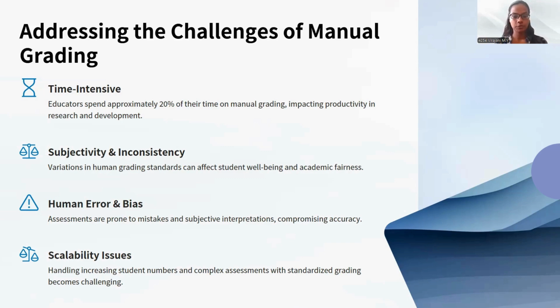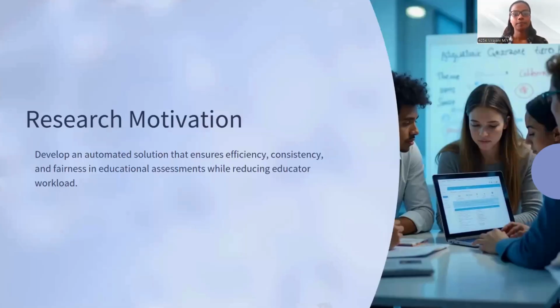Scalability is another key issue. With growing class sizes and more complex assessments, maintaining a fair and timely grading process becomes extremely difficult. So, what's the solution? The authors propose an automated exam checking system that leverages zero-shot LLMs and adaptive generative AI. The goal is to make grading more efficient, consistent, and fair while significantly reducing the workload on educators.